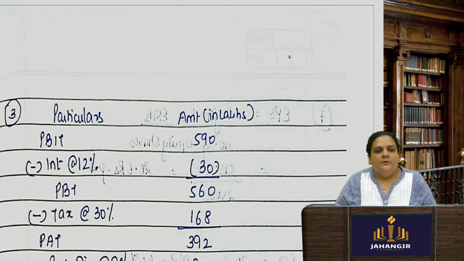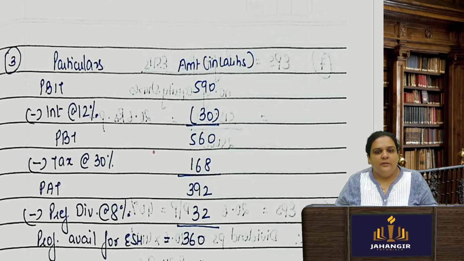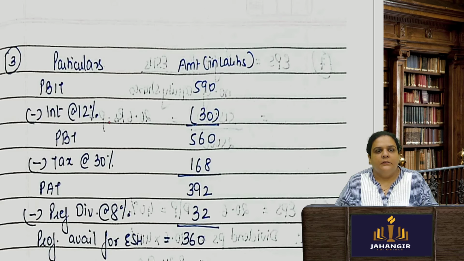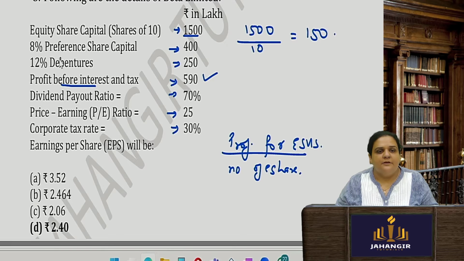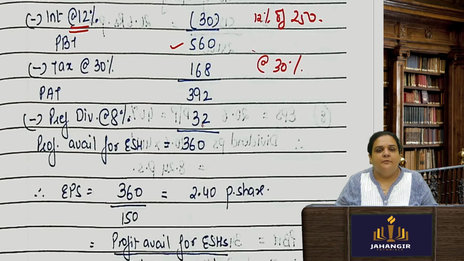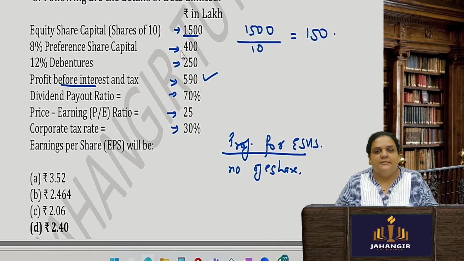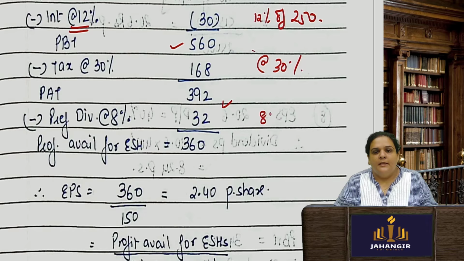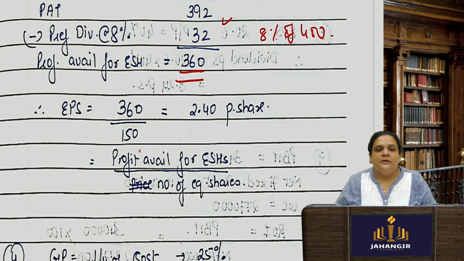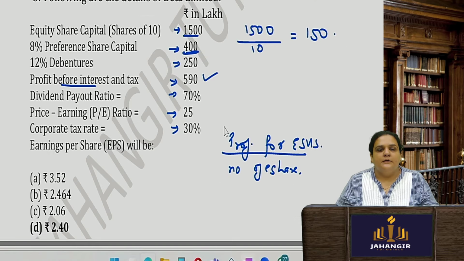150 lakhs are the number of shares. Fine. So particulars and amount in lakhs. I will start with profit before interest and tax, which is given to me, 590. Minus interest, again this is given, 12% of 250, 30. Profit before tax. At the rate of tax, which is 30%, profit after tax. Preference dividend is 8% of 400, 32. So profit available for equity shareholders 360 divided by number of shares 150. So 2.40 per share.